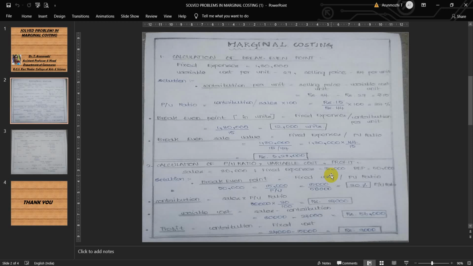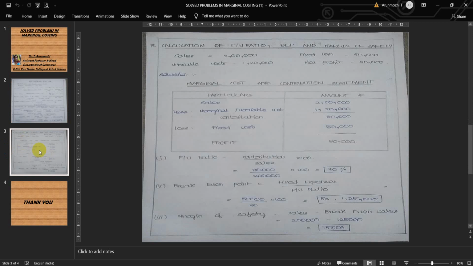The next, calculation of variable costs. Contribution is equal to sales into profit volume, is equal to 80,000 into 30 by 100, is equal to rupees 24,000 you get. Next, variable cost is equal to sales minus contribution. 80,000 minus 24,000 is equal to rupees 56,000. Now calculation of profit. Contribution minus fixed cost. Here 24,000 minus 15,000 is equal to rupees 9,000. Hope you understood the simple problems.